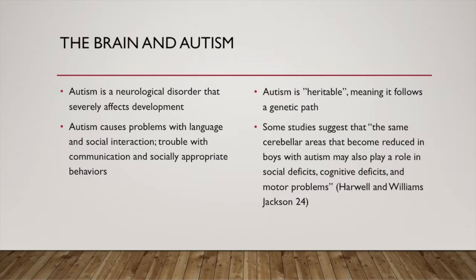And I got this directly out of my book, which you see cited there. Basically, that means the area of the brain that is reduced in boys with autism, so it's part of the brain that is smaller, is also a part of the brain that plays a role in their social and cognitive areas.